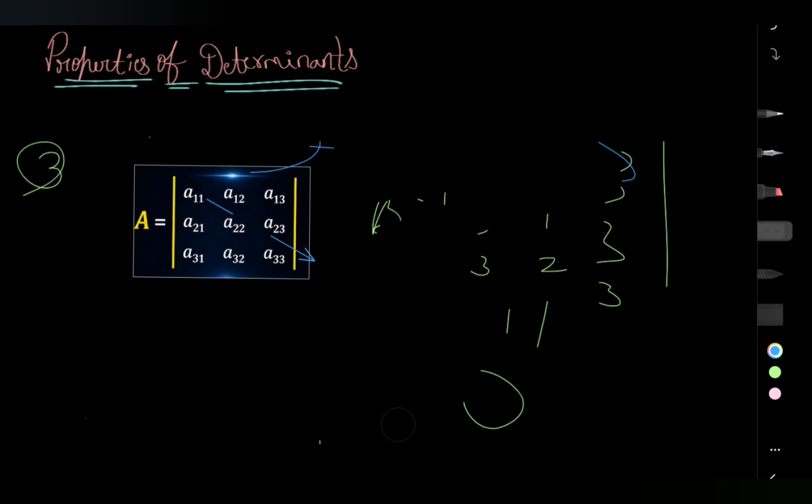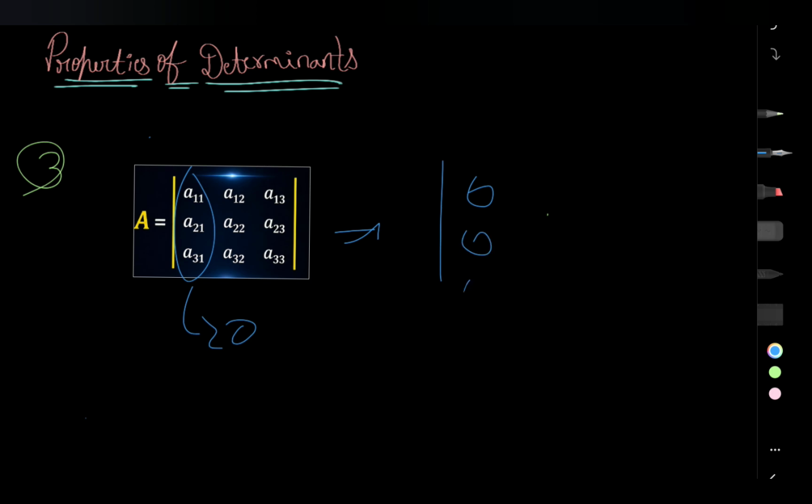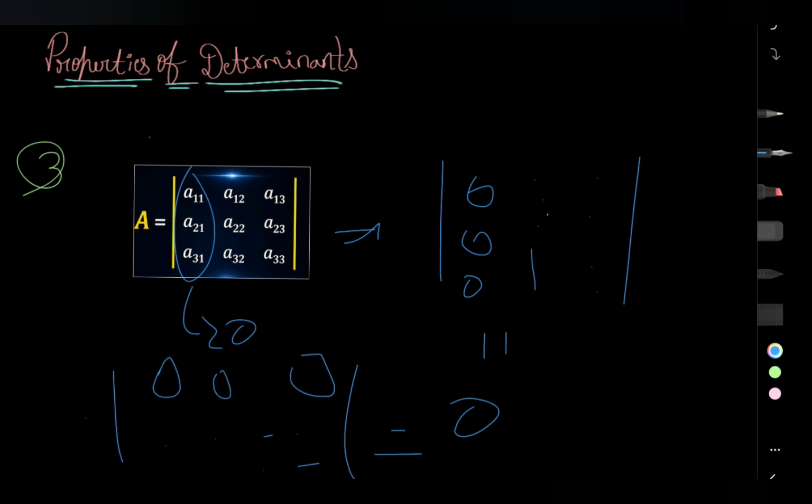The fourth property states that if any row or any column, if any row, the whole thing is 0, meaning A equal to, I can take 0, 0, 0, and any real numbers whatever here, then the whole thing is equal to 0. Or like this also 0, 0, 0, then the whole thing is equal to 0 only. So the property states that if any row or any column in any determinant is 0, then the value of the determinant is 0 itself.